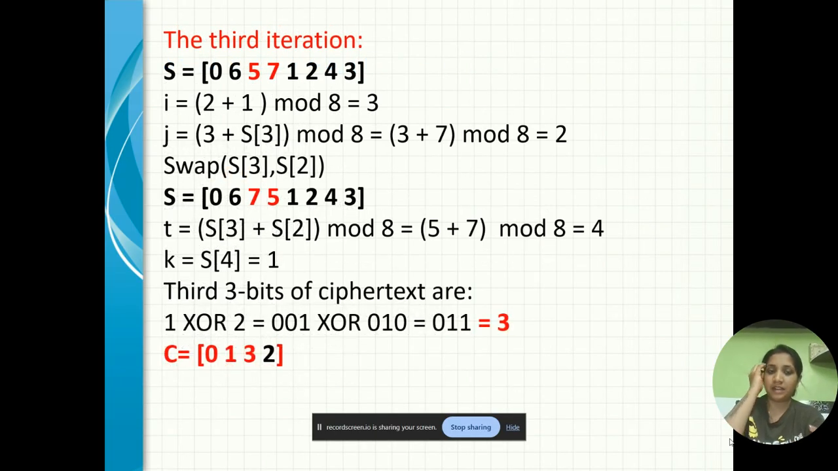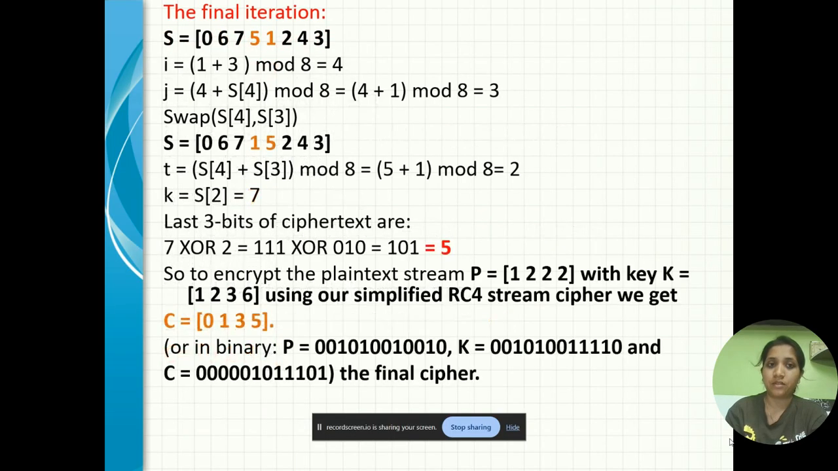At the third iteration we'll be swapping 5 and 7, and the next iteration will be swapping 7 and 5, and the 3 bits of ciphertext are 3, that is C equals 0 1 3 and 2. So the last and final iteration will be swapping 5 and 1, and the 3 bits of ciphertext are 5.